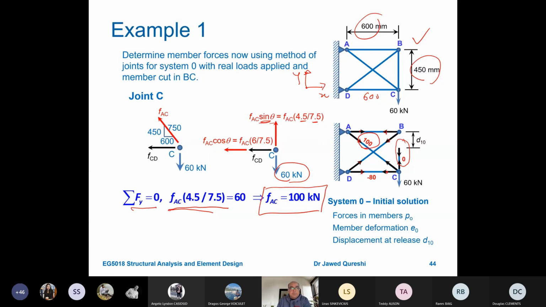The next thing for me would be to use summation of horizontal forces equal to 0. I have FCD. I have this another force in red, which is the component of the inclined force. Both are in the same direction.